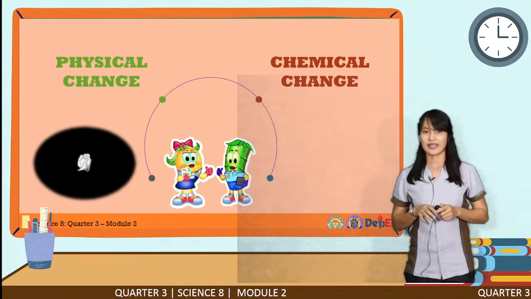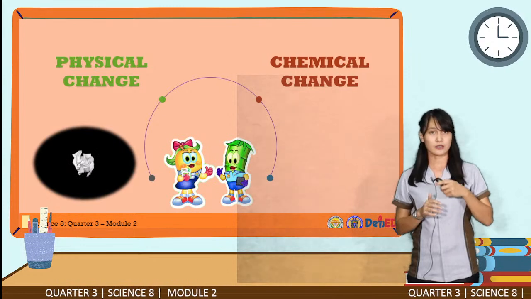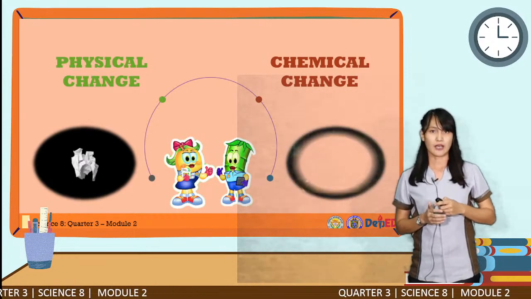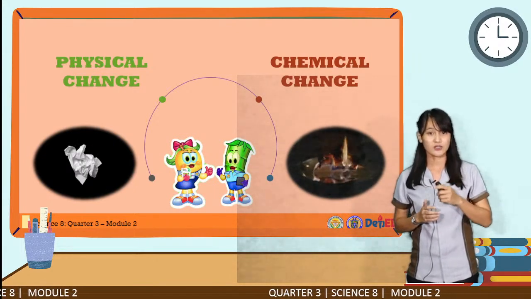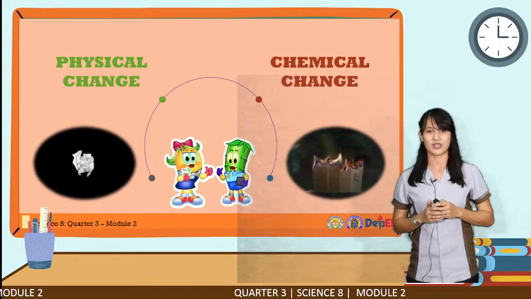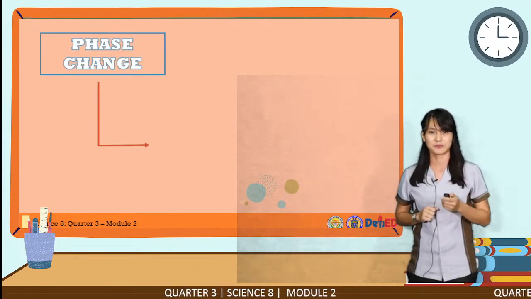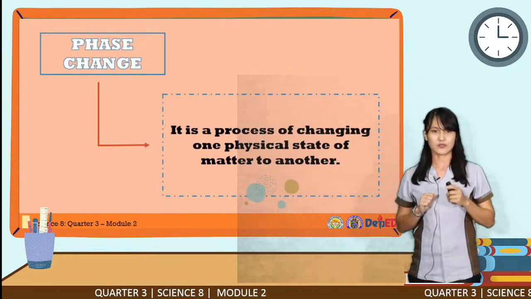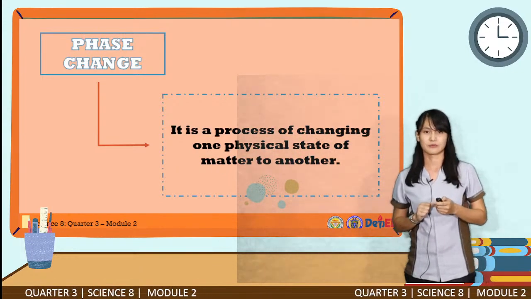On the other hand, chemical change occurs when a substance is formed into another substance with different composition, like when you burn a piece of paper. Phase changes are also examples of physical change. So what is phase change? Phase change is a process of changing one physical state of matter to another.